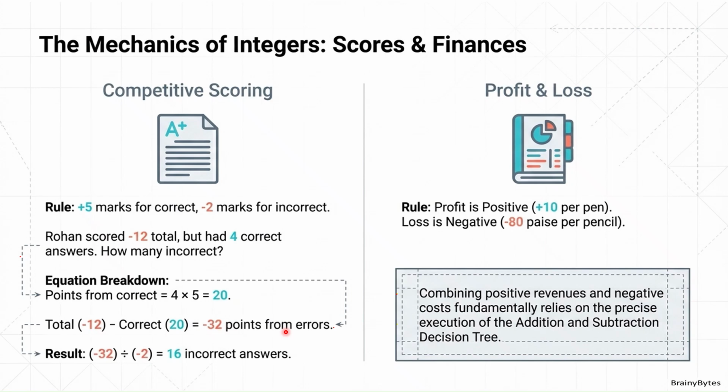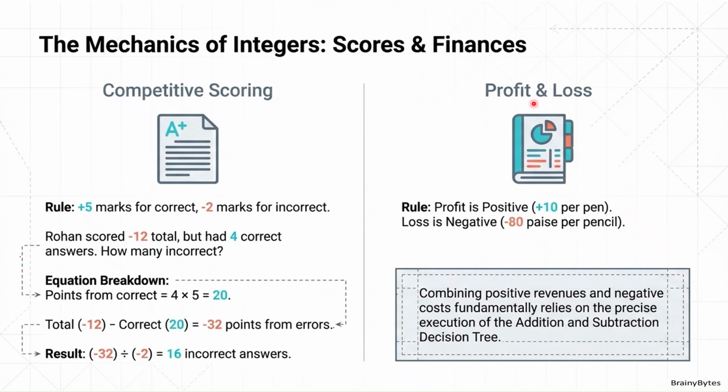Although one incorrect answer costs me -2 marks, then how many wrong answers am I supposed to give in order to get a total of -32 marks? And the answer to this is +16. You can apply inverse mapping, as shown, to get the same result.